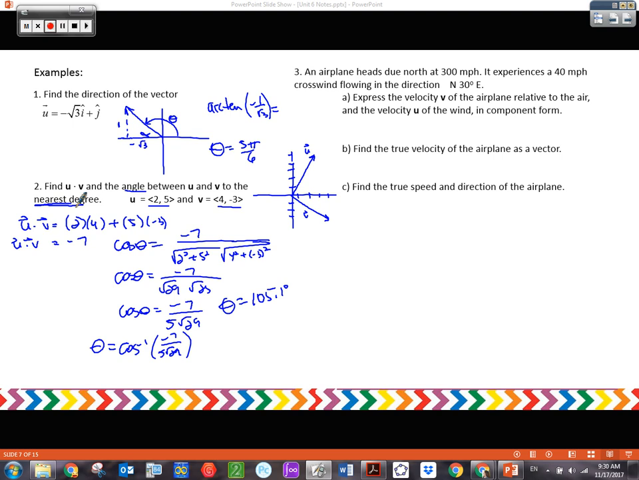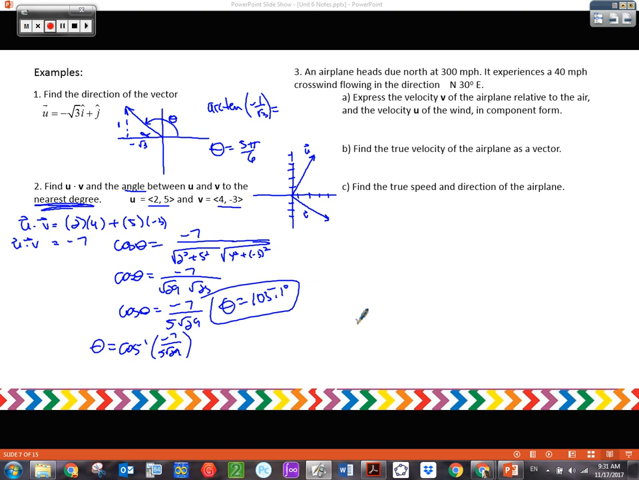And look, they said nearest degree. Normally we would go to the thousandths, right? But now we are going to what they said, nearest degree. So that would be this, 105.1 degrees. Okay, how is our angle between problem? We all right?